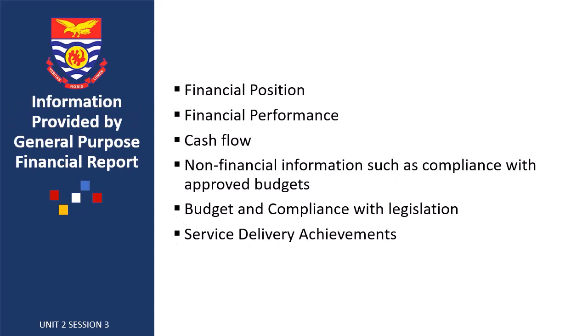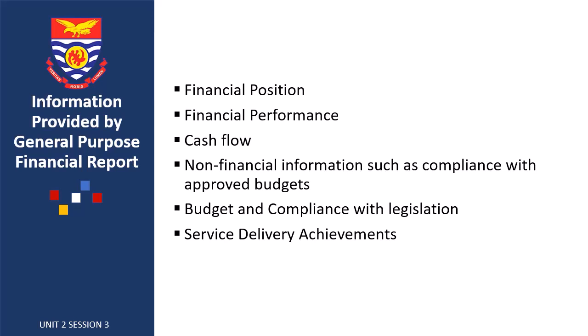These are some of the information provided by the general purpose financial report. The first one is the financial position, which gives the position of that entity. It tells us where the entity is in terms of its assets and also how much it owes. We also have the financial performance, which tells us how the entities are performing in terms of profitability. Are they doing well in terms of profitability? Then cash flow helps us know the actual cash that the entity has at that point in time.